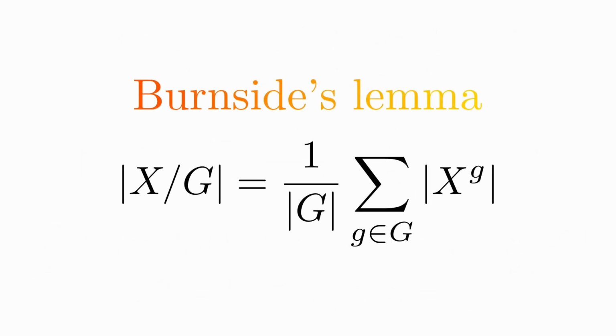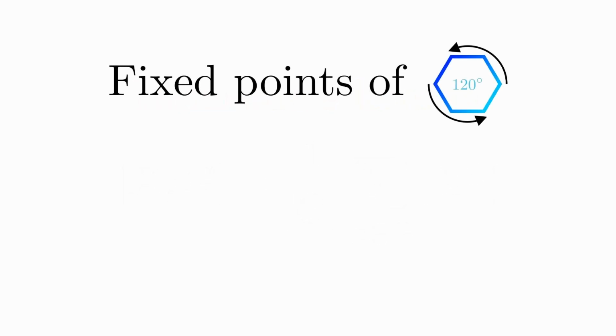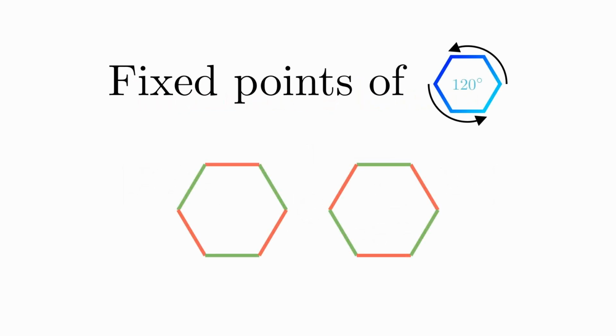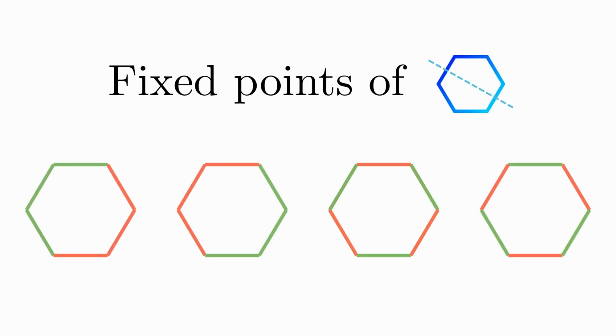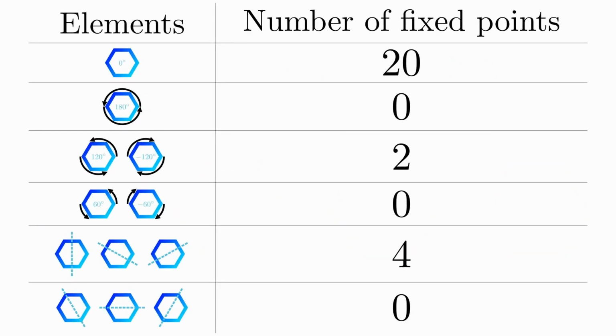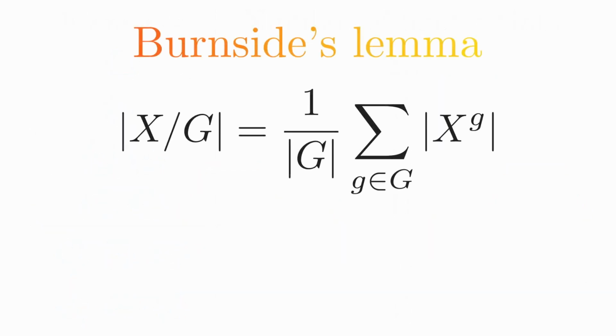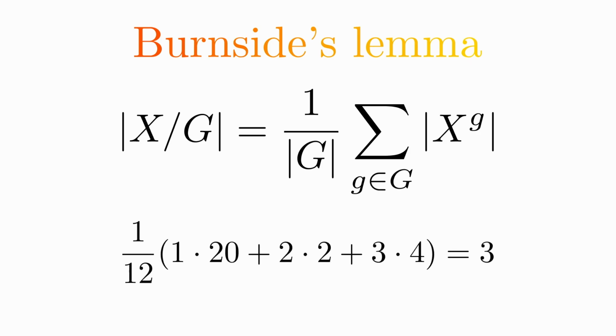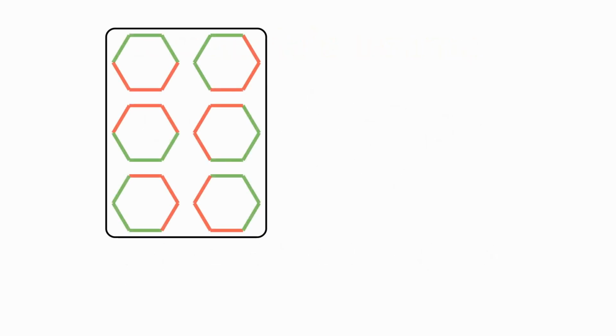Let's apply this to find the number of distinct colorings. There are 2 fixed points of a rotation by 120 degrees. For this reflection, there are 4 fixed points. In general, the number of fixed points for each symmetry is as follows. Now we can apply Burnside's lemma to find that up to an action of D6, there are in total 3 distinct colorings. The orbits look like this.